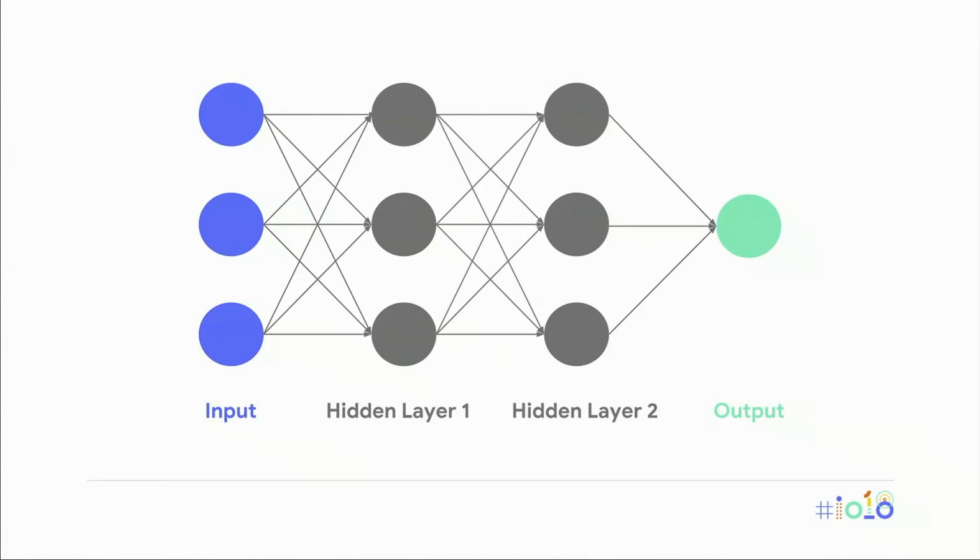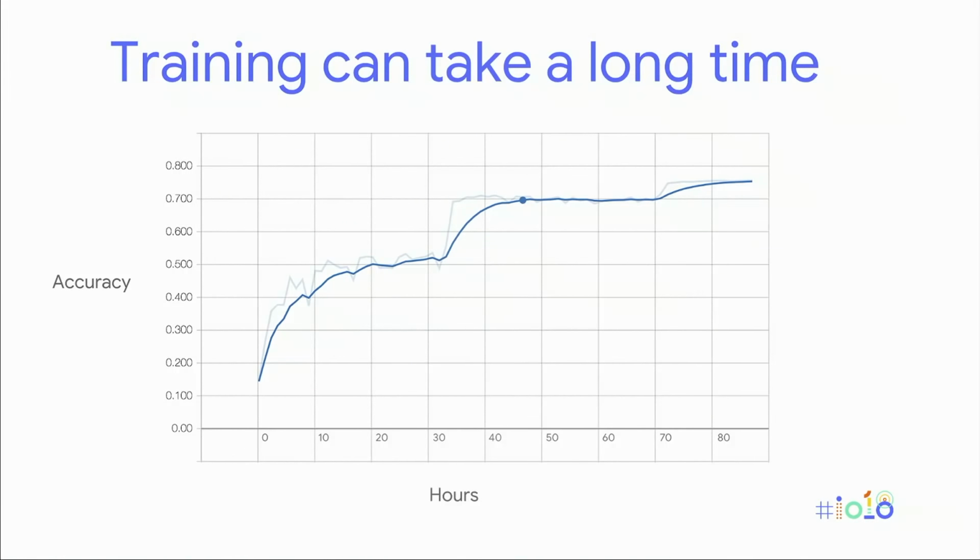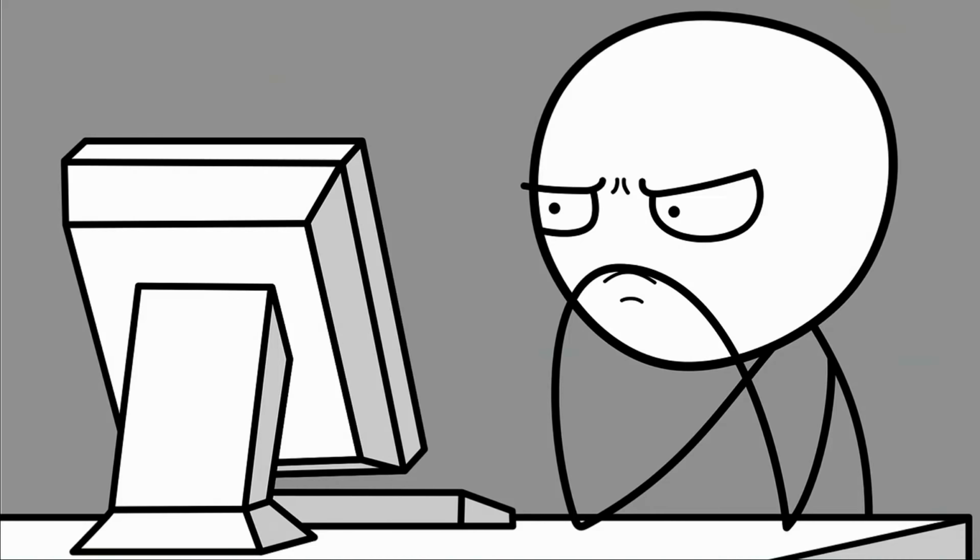In training, we learn the parameters of the network using data. Training complex neural networks with large amounts of data can often take a long time. In the graph here, you can see the training time on the x-axis and the accuracy of predictions on the y-axis. This is taken from training an image recognition model on a single GPU. As you can see, it took more than 80 hours to get to 75% accuracy. If you have some experience running complex machine learning models, this might sound rather familiar to you. And it might make you feel something like this.